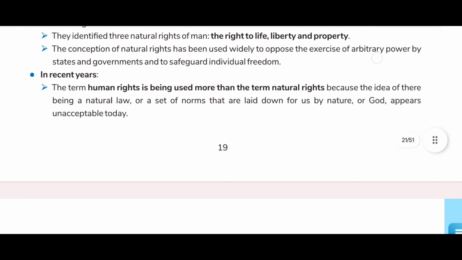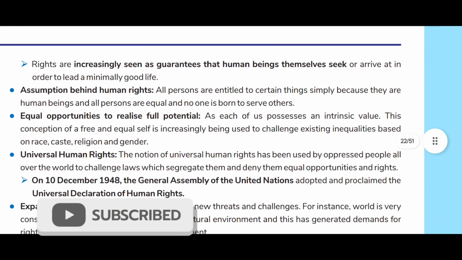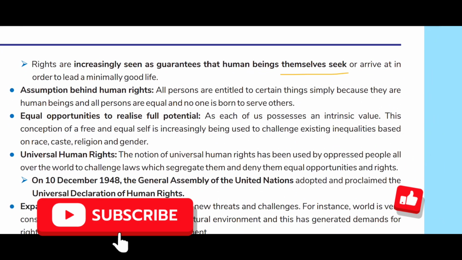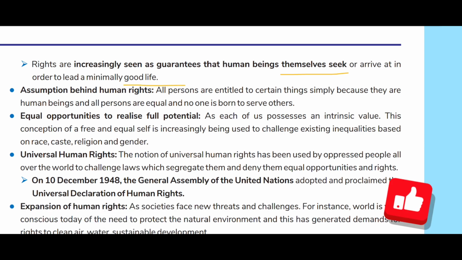In recent years, the term human rights is being used more than the term natural rights because the idea of there being a natural law or a set of norms that are laid down for us by nature or God appears unacceptable today. Rights are increasingly seen as guarantees that human beings themselves seek or arrive at in order to lead a minimally good life.